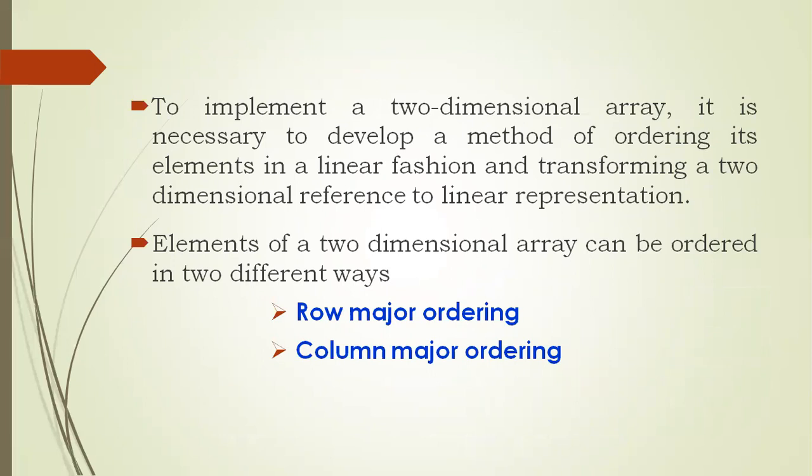So there are 2 ways of representing a 2-dimensional array in the computer memory. They are called row major ordering and column major ordering. There is a difference between row major ordering and column major ordering. Now we will take some examples of how the elements are stored in row major ordering and how the elements are stored in column major ordering.